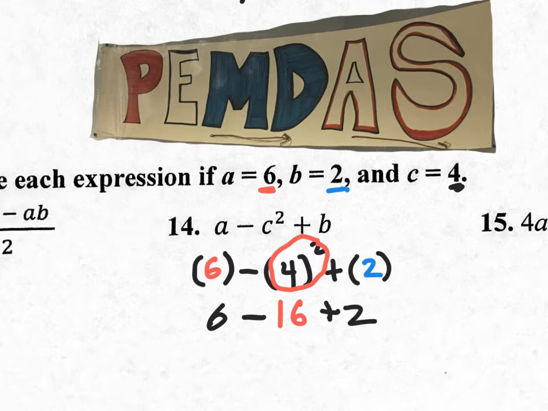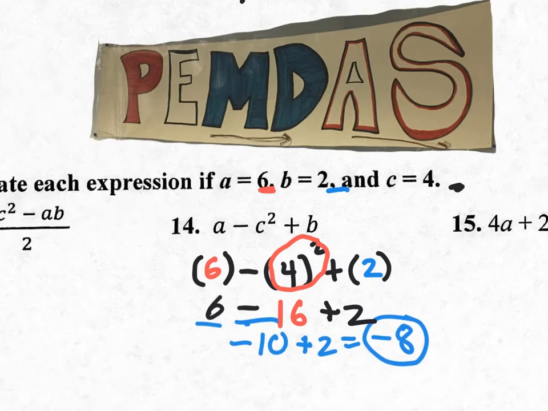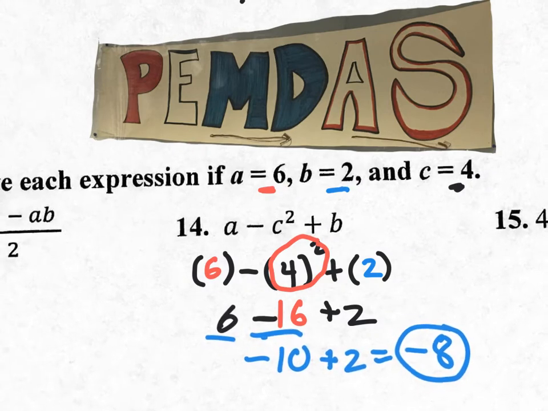And now we really do have 2 operations left, subtraction, then addition. So if I go from left to right, 6 minus 16, so I have $6, I owe somebody $16, I end up owing them $10. And then plus 2, I owe somebody $10, I have $2, I can't even pay them off, I'm still going to owe them $8. So negative 8 is your final answer for number 14. Let's move on to number 15.